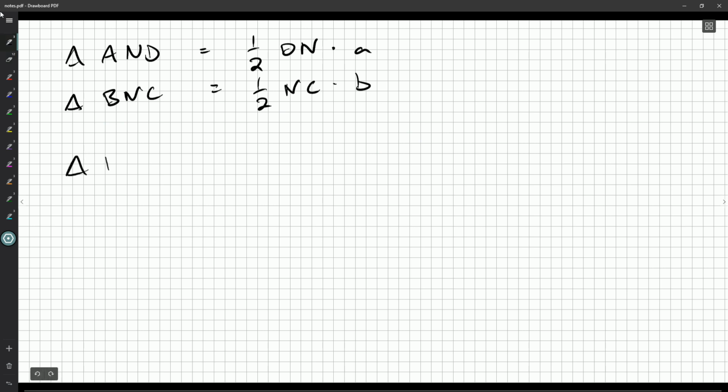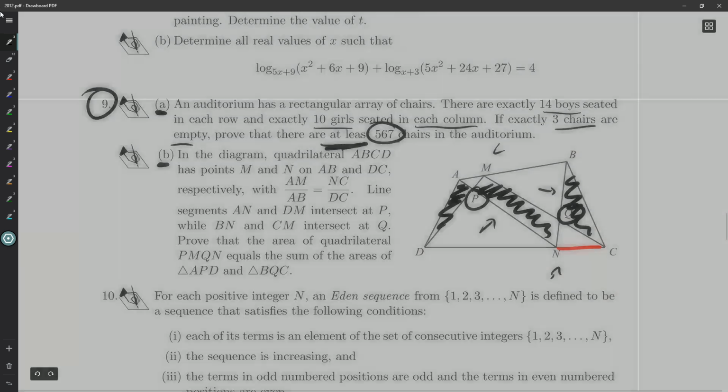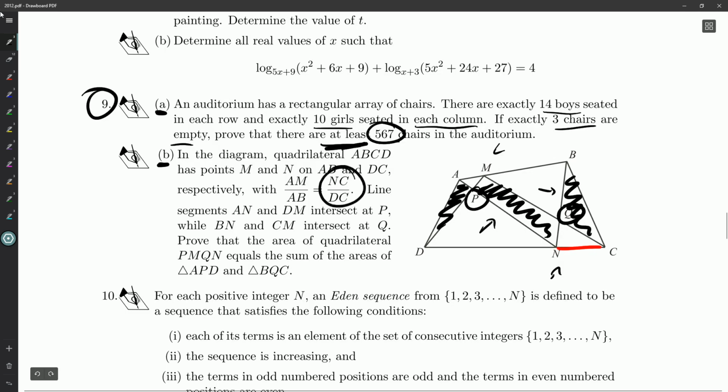And what's the triangle we want? DMC. Maybe I should put the apex in the middle of everything. So that'll be 1/2 DC times M. So I want these two to add up to this. That's going to be our challenge. Okay. Now, we know something about NC and ND, don't we? NC over ND is known. NC over DC is known. NC over DC.